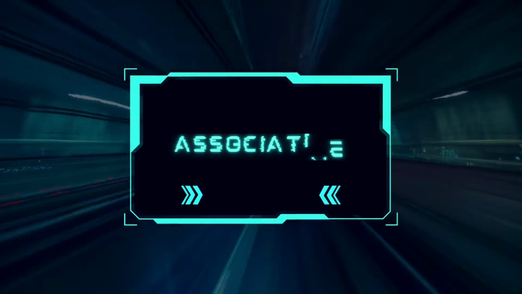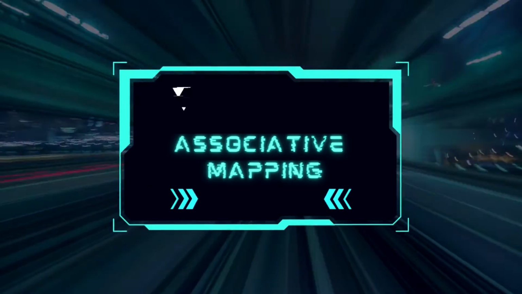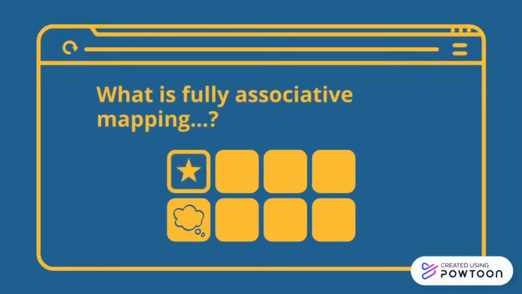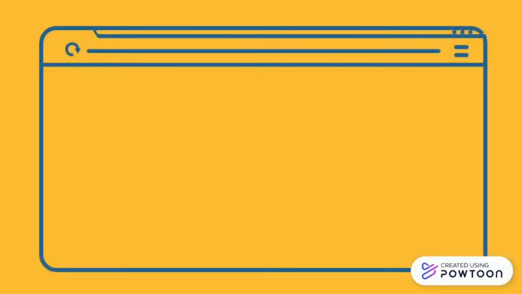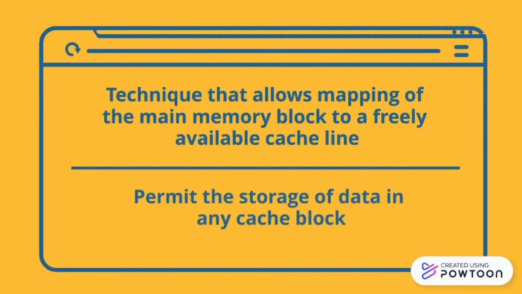My name is Nur Shakira Huda and I will be introducing the details of fully associative mapping. So what is fully associative mapping? It is a technique that allows mapping of a main memory block to any freely available cache line. It also permits the storage of data in any cache block.